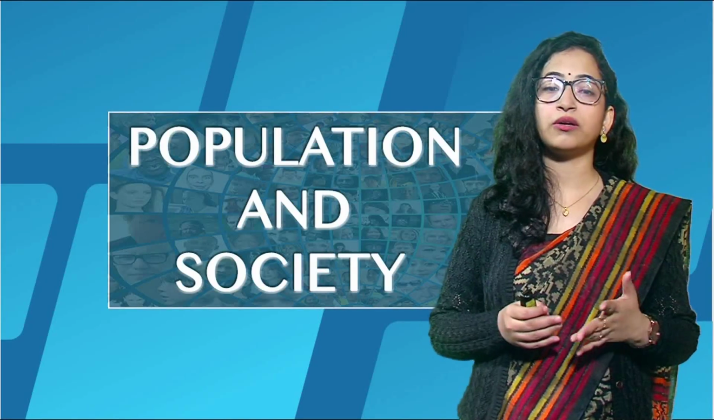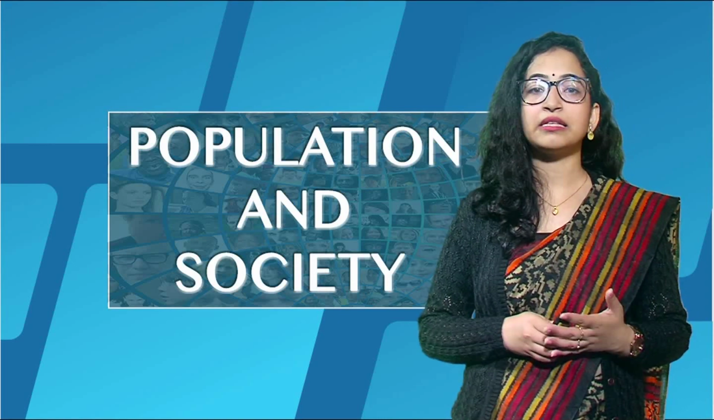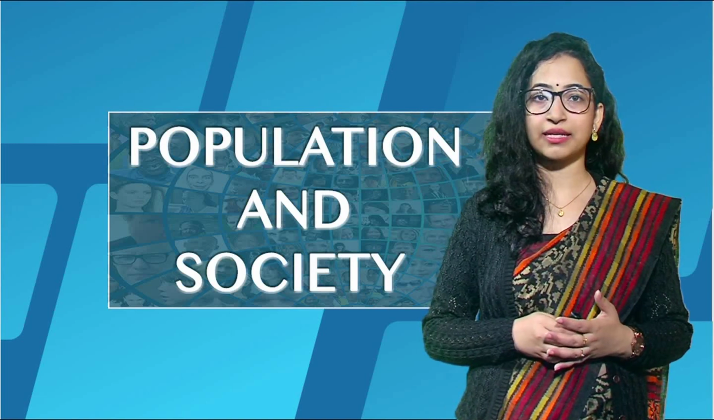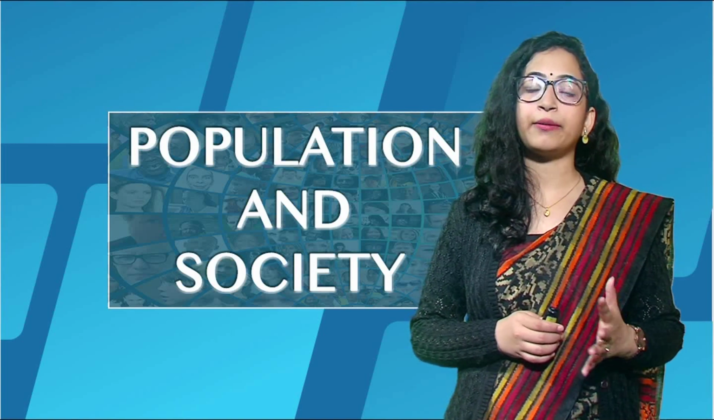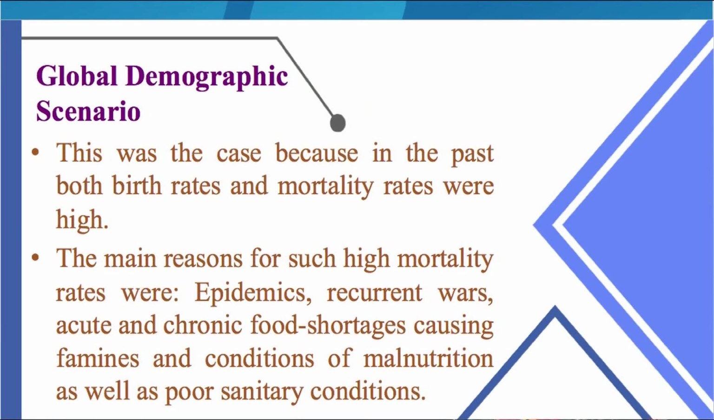So after going through the various factors of population growth, let us now move on to understand the history of population growth in the global context. Now, if we consider the global demographic scenario, we can see that for much of human history, that is in pre-industrial societies, demographic patterns were reasonably stable. That is, human population grew slowly at that time. This was the case because in the past, birth rates were high, but since the mortality rates were also high, we observed no or only very small population growth.